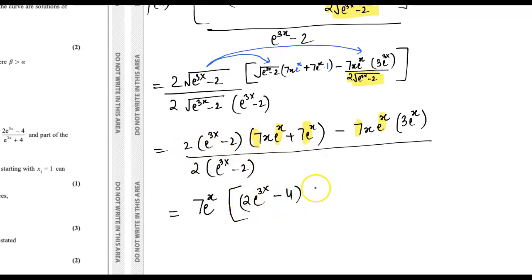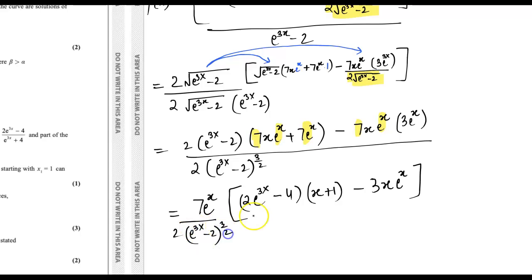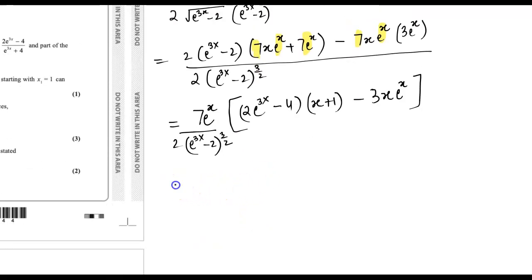And if we have taken 7e to the power x out, it will be x plus 1 minus 3x e to the power x, correct? And 3/2 is there, e to the power 3x minus 2 to the power 3/2. Okay, we are about to reach the destination, e to the power 3x.